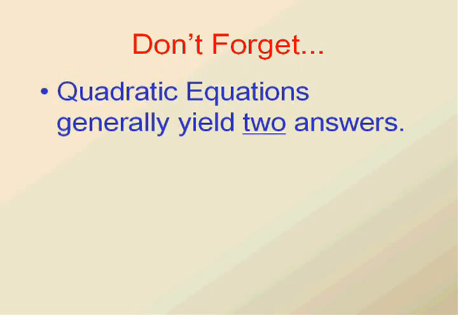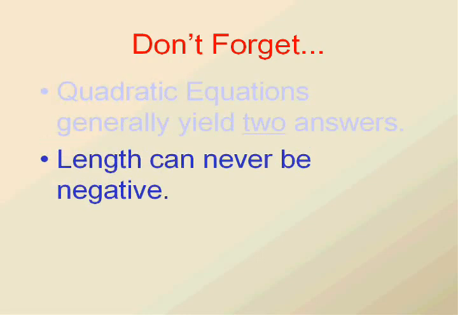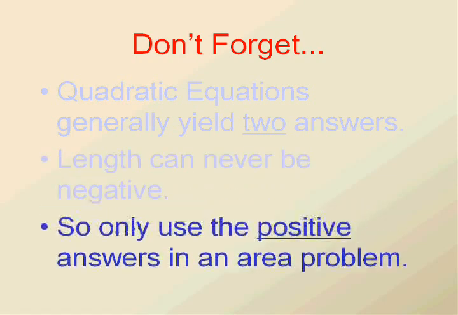And don't forget, with quadratics, you're generally going to get 2 answers. They may be the same number, but they're going to be 2 answers. So there's probably going to be something that gets knocked out, because we really only want one final answer. And if length is involved, it can never be negative. So you'll just cross that out if you get a negative answer for length anyway.